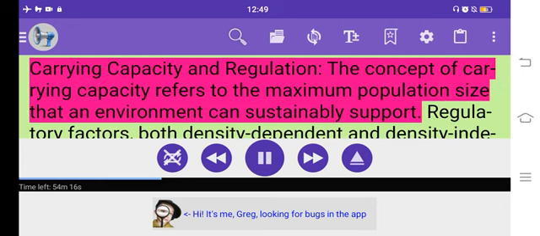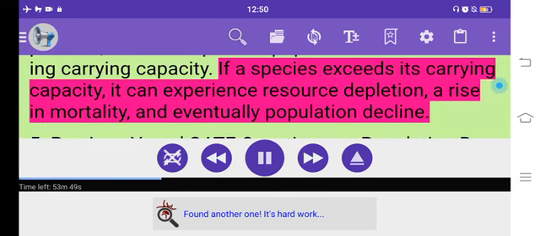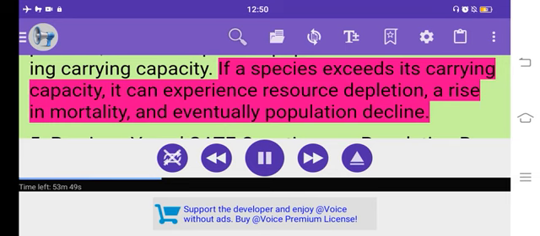Carrying capacity and regulation. The concept of carrying capacity refers to the maximum population size that an environment can sustainably support. Regulatory factors, both density-dependent and density-independent, interact to prevent populations from exceeding carrying capacity. If a species exceeds its carrying capacity, it can experience resource depletion, a rise in mortality, and eventually population decline.